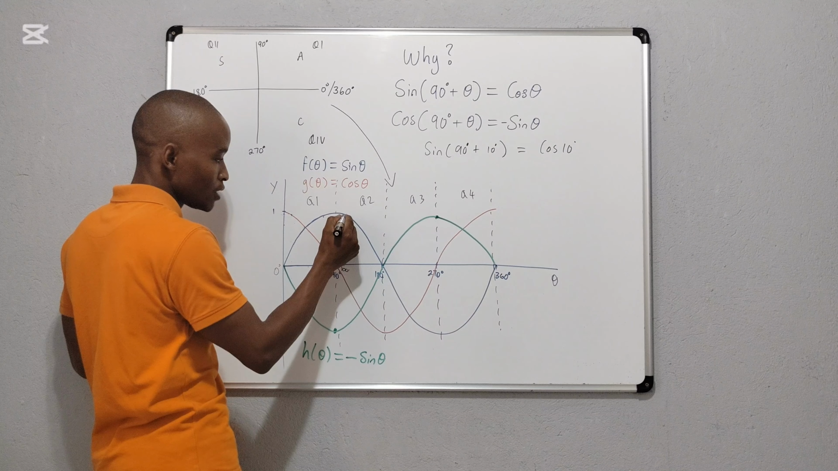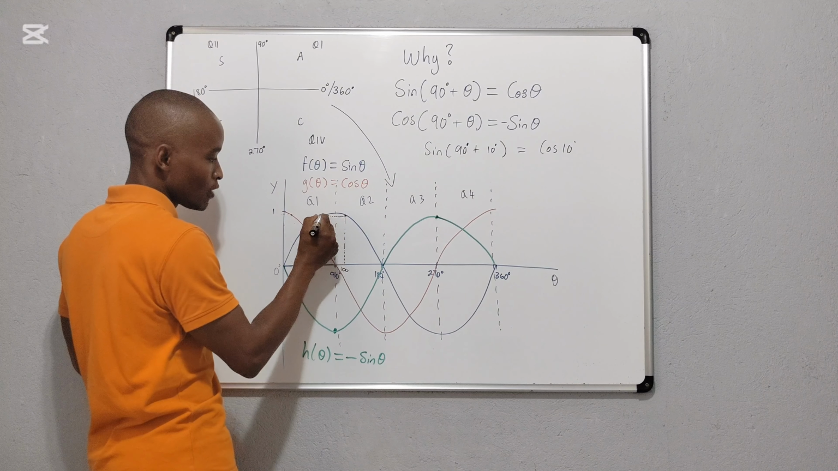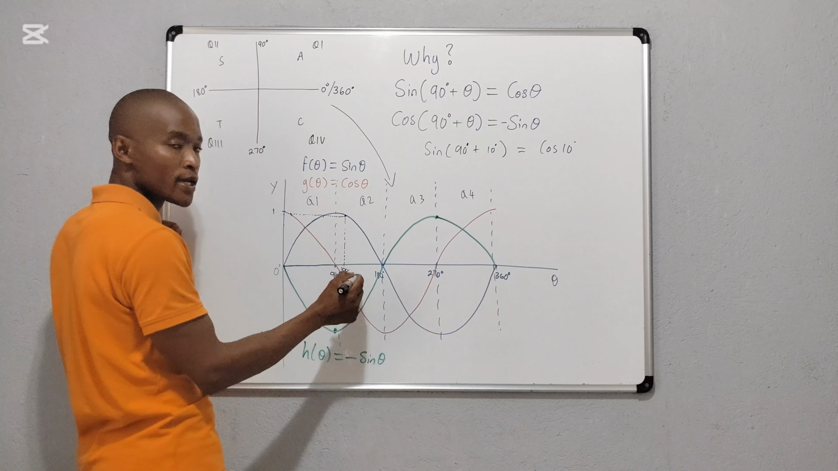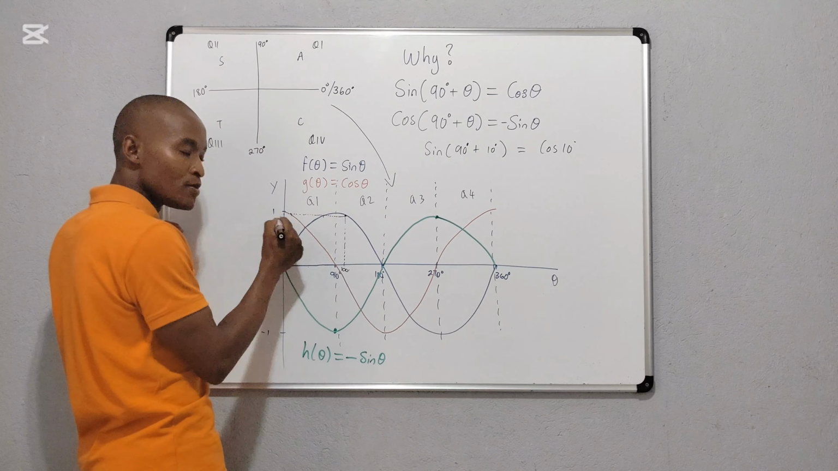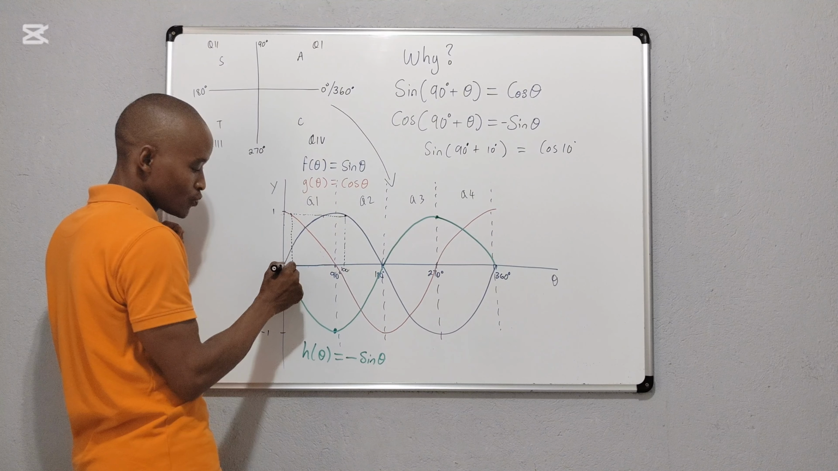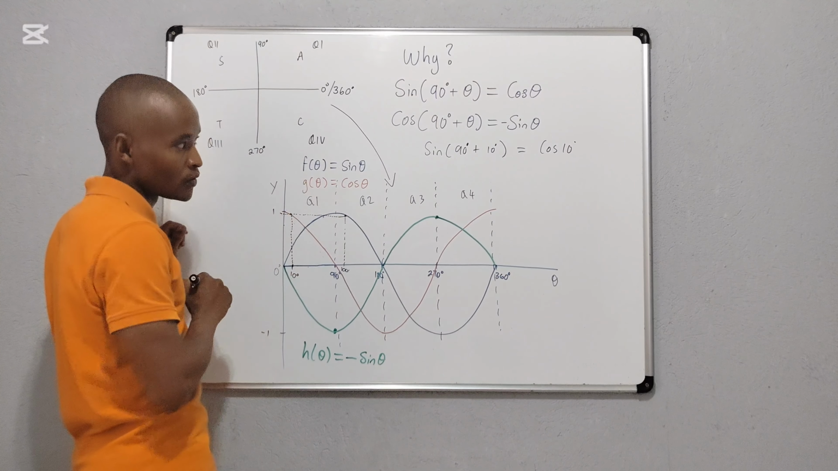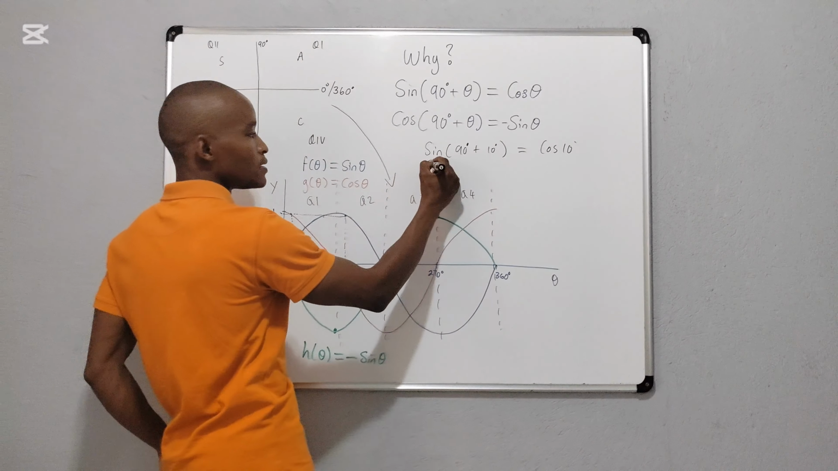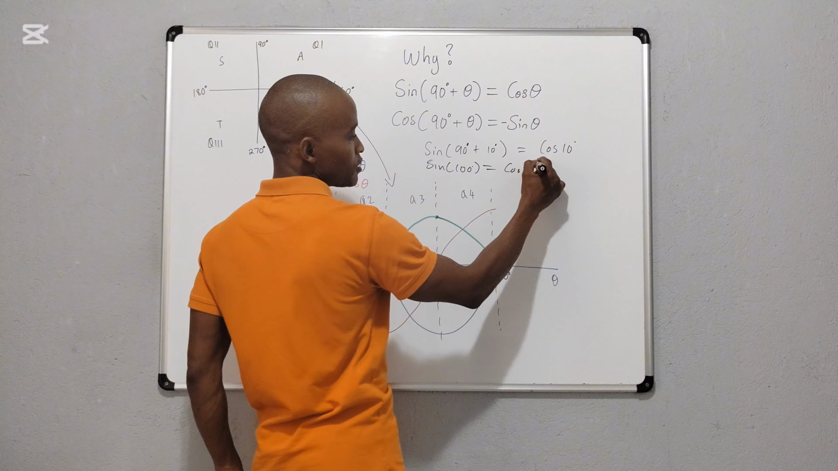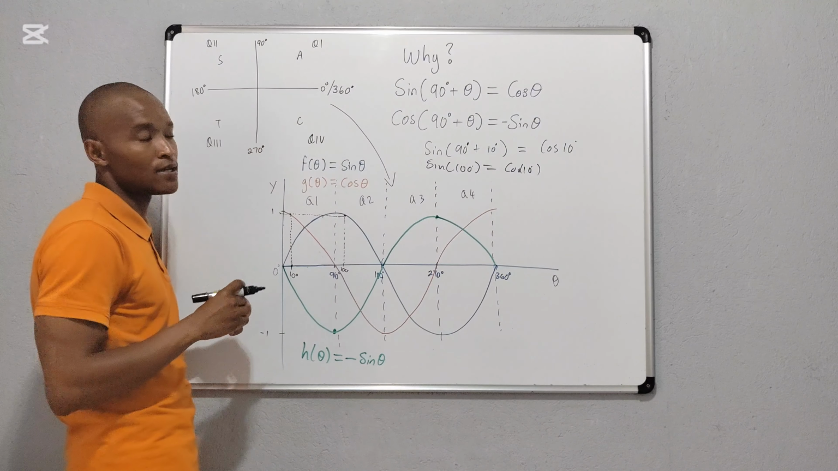So right here, just after the turning point, you want to read off the corresponding y value, and before you even get there, you meet a point on the cosine graph that also has the same y value, okay? And that will have a corresponding theta value of 10 degrees, whatever that y value is. So we can see that sine of 100 degrees is cos 10 degrees. So that explains the first reduction formula.